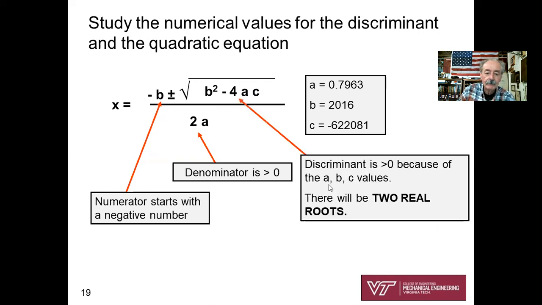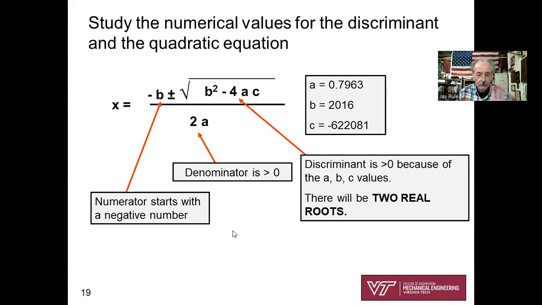What's our discriminant? It's bigger than 0, because b squared is a positive number, minus 4ac, which is minus 4 times a positive number times a negative number. That's going to be a positive number. So the square root of a positive number plus even more, this is going to be a positive number. So we've got 2 real roots by looking at the discriminant.